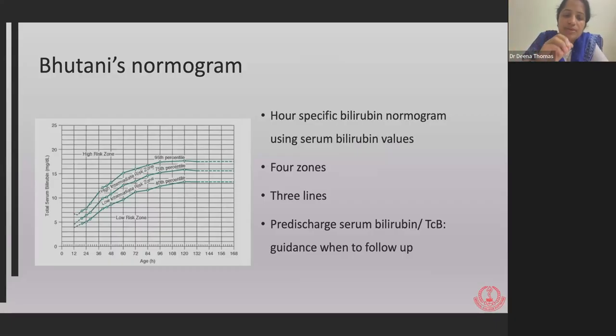What you do is, if the pre-discharge bilirubin is this much, it lies in this zone, and the baby should be called back after 12 hours, or 24 hours, or 4 hours, depending on the zone. So it will tell you when to repeat the serum bilirubin, depending upon the gestational age of the baby and plotting the bilirubin value on this nomogram.